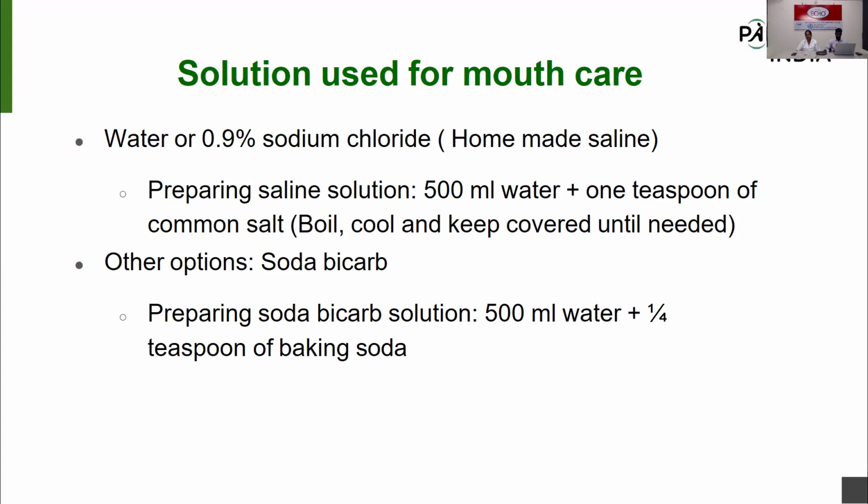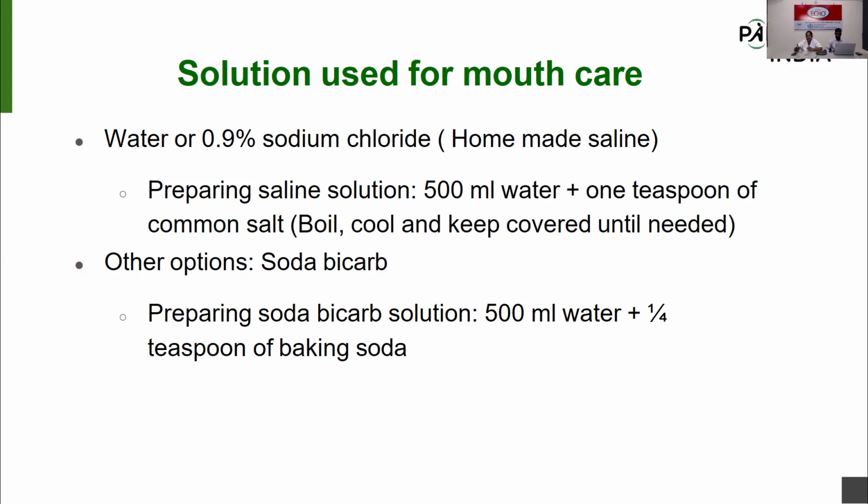In order to make the homemade saline, we have to take 500 ml water and also 1 teaspoon of common salt, boil it, cool it, and cover it with the lid until we use it, until it is emptied. But you have to ensure that you cover it. Whenever we go for a home visit, we have to suggest to the caregiver how to make this kind of oral homemade saline solution, and also other options, that is, adding soda bicarb.